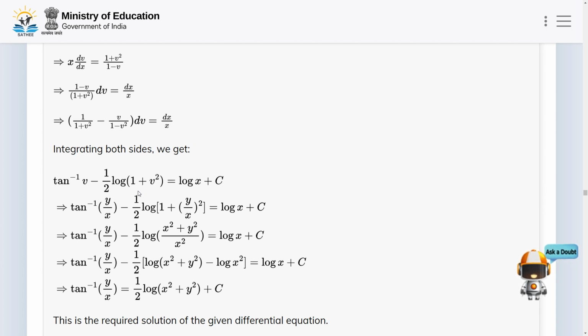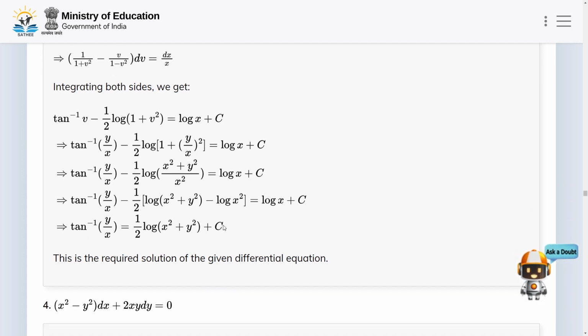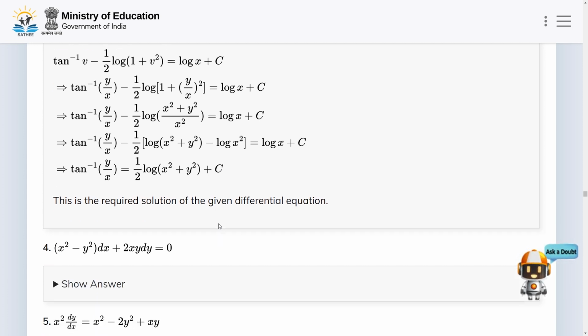Now this will be just log. You will have this. So substitute again, replace your v by y by x, and the final answer will be like this. Okay, I hope it is clear. Okay, let us move next.